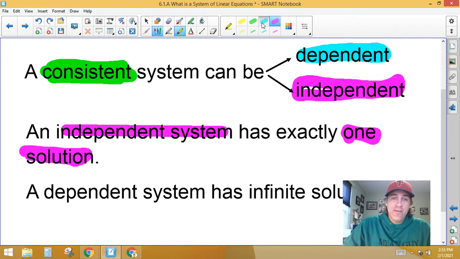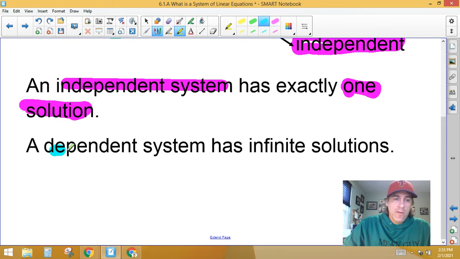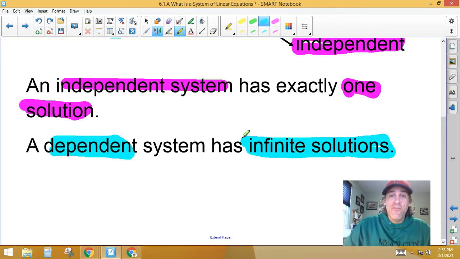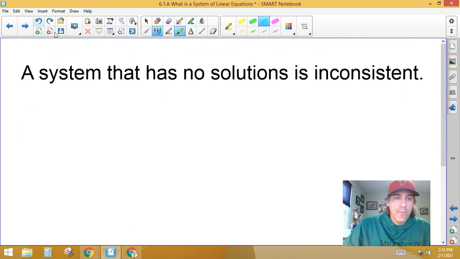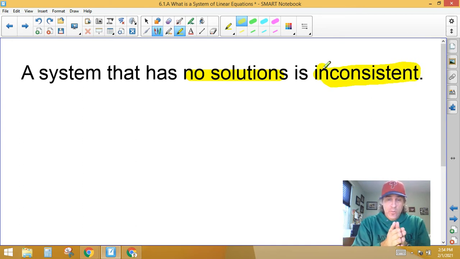If it's consistent, dependent, it has infinite solutions, which means there are infinite ordered pairs that we could plug in and make it true. And now there's the third type, a system that has no solutions. No solutions is inconsistent. So it's consistent, which can be broken into dependent or independent, or it's going to be inconsistent.